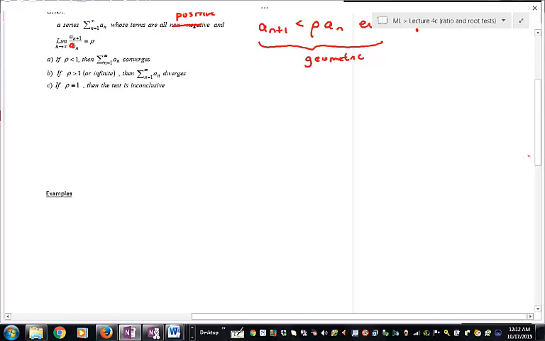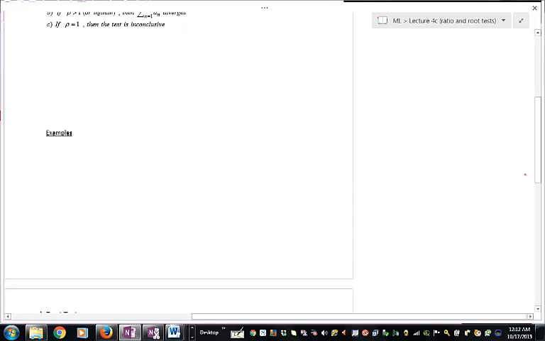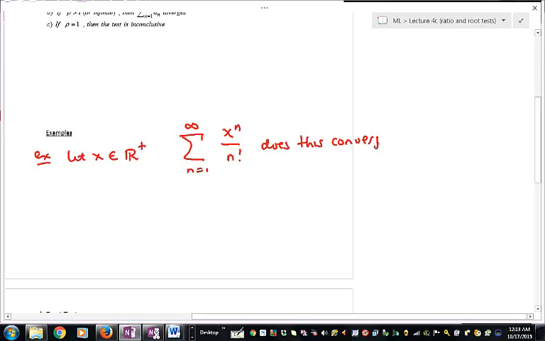Now, this is particularly useful when we have factorials, and let me show you two examples that can occur pretty commonly. The first we're going to see when we're looking at Taylor series. So let's let x be any positive real number, and let's look at the following series. And we're going to see that this is a series for e to the x. And we want to ask the question, does this converge? And let's use the ratio test. Notice all the terms are positive, okay?